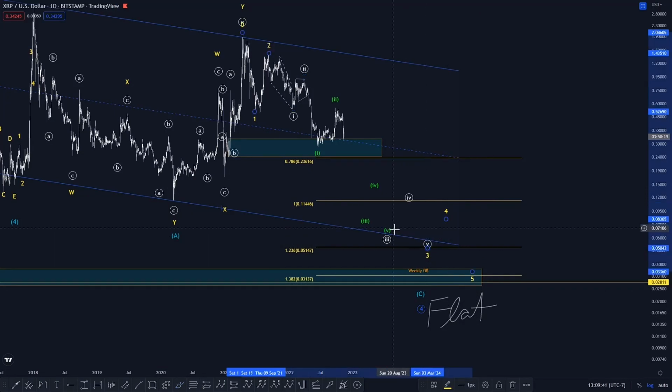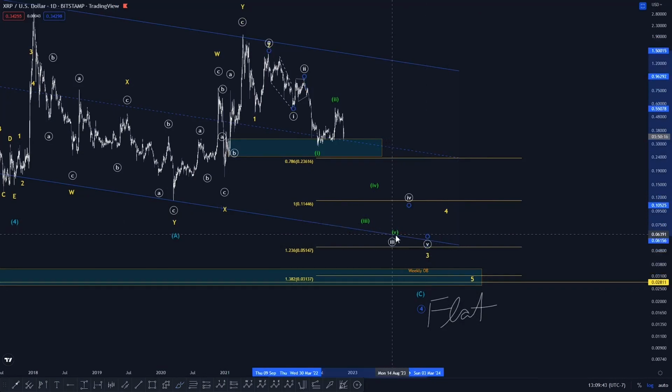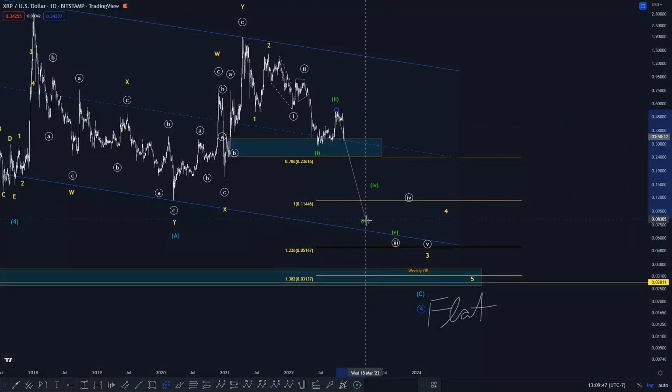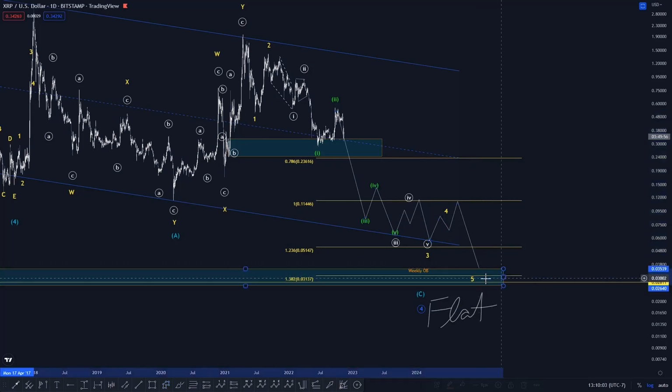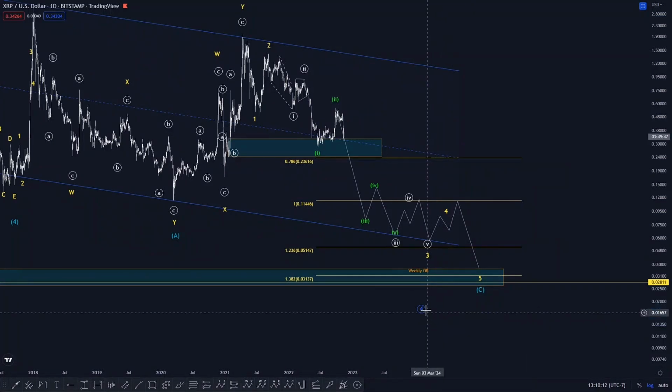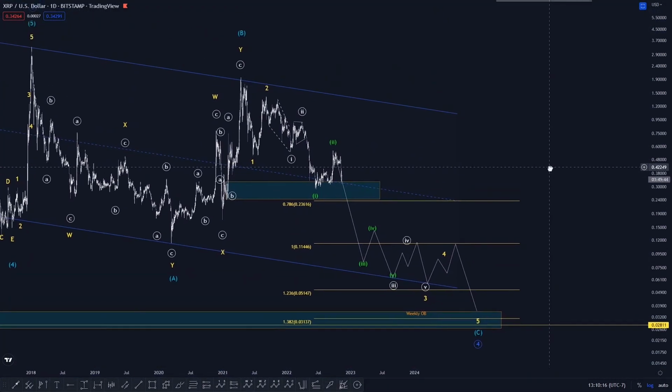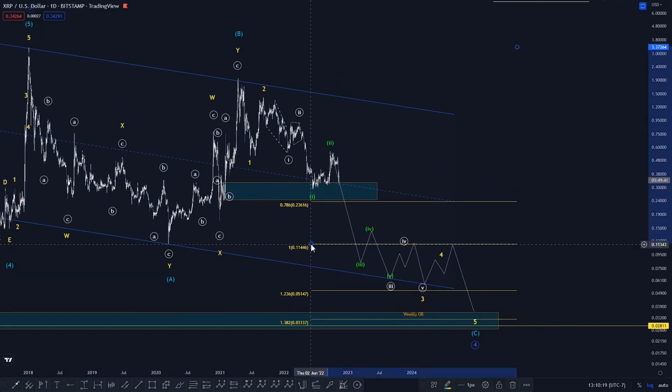I think it'll flirt with it here twice. First touch right there. Come back down, flirt with it again, and then break through. And let's see, where is this pull from? One, two, here. Okay, so this would be for our C leg.